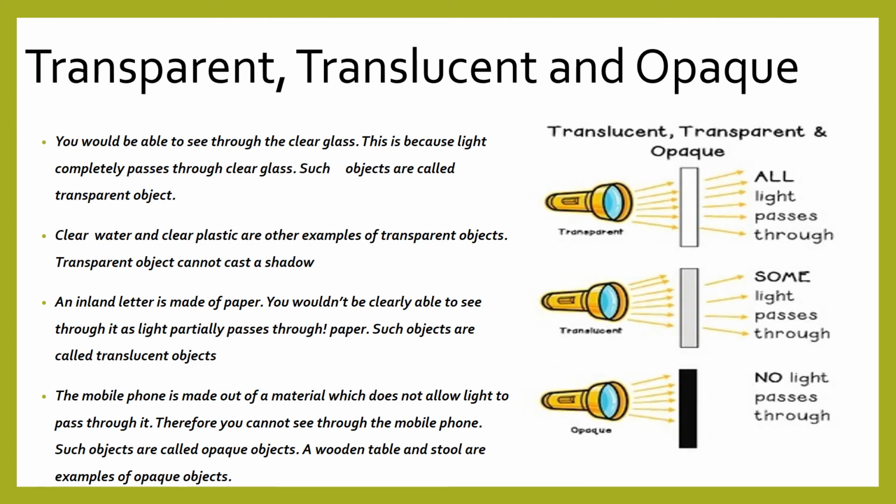Okay. Now see all the three kinds of objects. First one is the transparent object. All light can pass through. Now the second one is translucent. As I said earlier, some light can pass through. And the next one is an opaque object where no light can pass through. So it can form a shadow of the object.